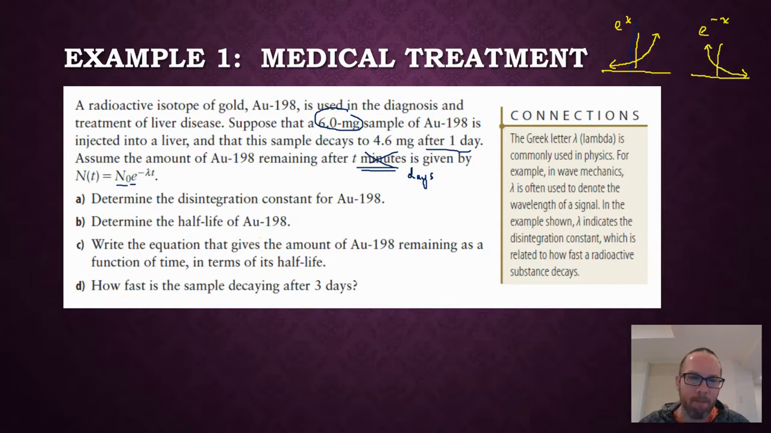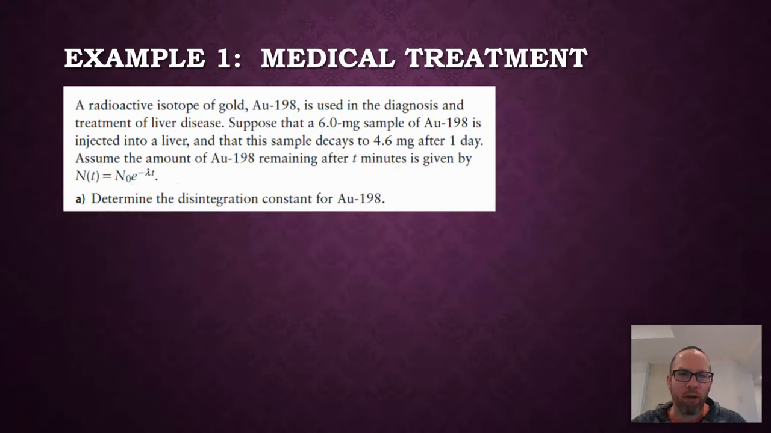So let's get started. We've talked about what things in this equation mean. N naught is the initial value 6. E is our base, we know that number. And the only thing we don't know is lambda, this disintegration constant we're going to use here. Lambda is used a lot in physics. Those of you who took grade 11 remember that you use it for wavelength. Here we're using it to tell us how fast our substance is decaying. All right, so let's get started on the disintegration constant.